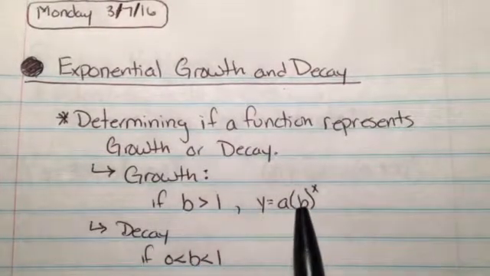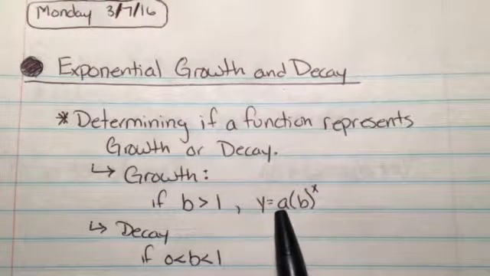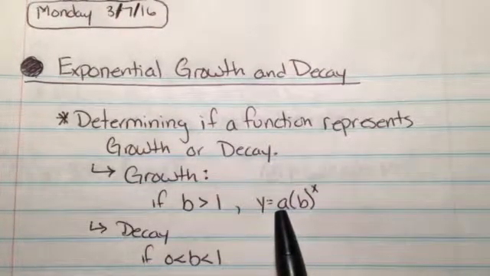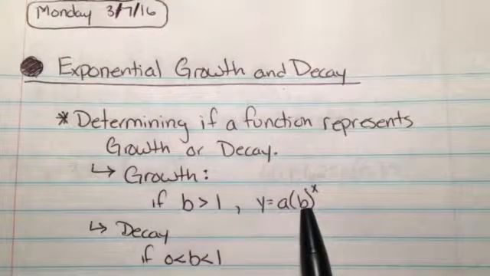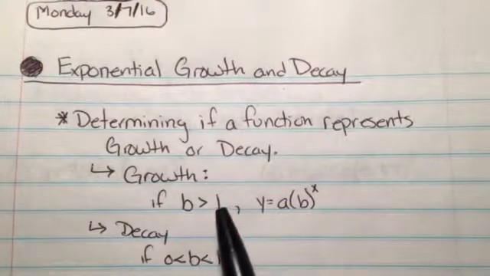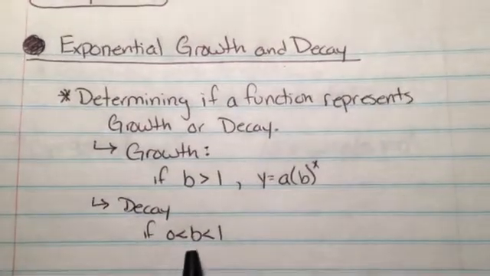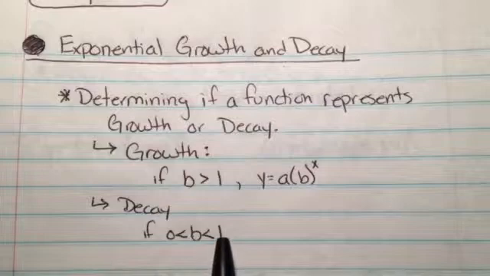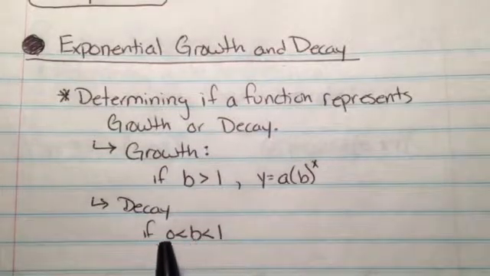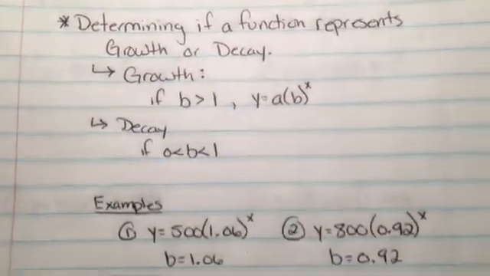Well, the b-value, remember, it's right here. It's the number that has the x as the exponent. A represents an initial amount that we're talking about growing or decaying. B represents the actual rate of growth or decay. So if this number right here is greater than 1, that means that you have a growth function. If that number is between 0 and 1, you need a decimal, 0.5, 0.75, that means that you have a decay function.